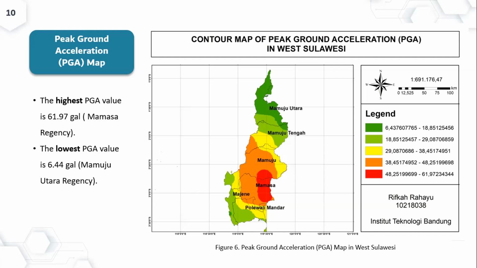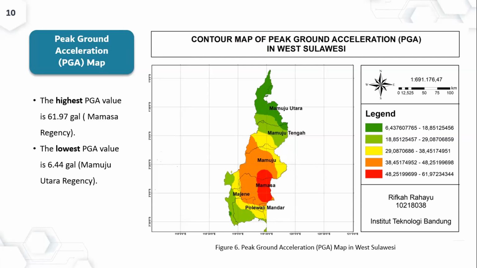We obtained that the highest PGA value is 61.97 gal in Mamasa Regency, and the lowest PGA value is 6.44 gal in North Mamuju or Pasangkayu Regency. The PGA value that we obtained is certainly influenced by the strength of the earthquake that has occurred in the area, the distance from the earthquake source, and also the geographical conditions of the area. So, as seen on the map, each area has a different PGA value.